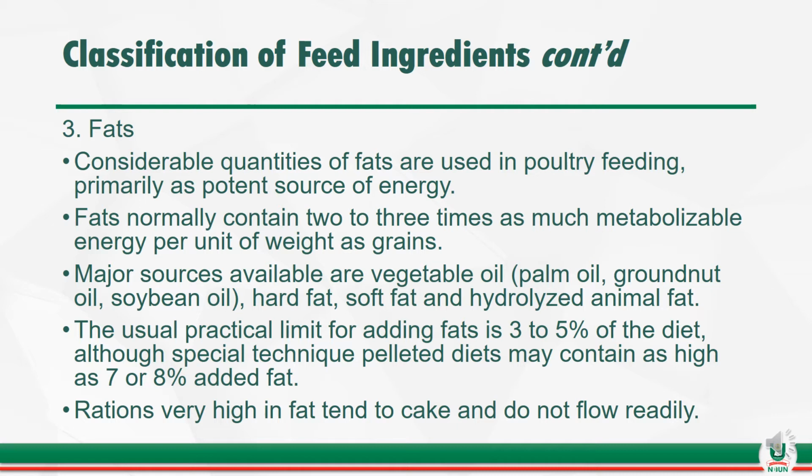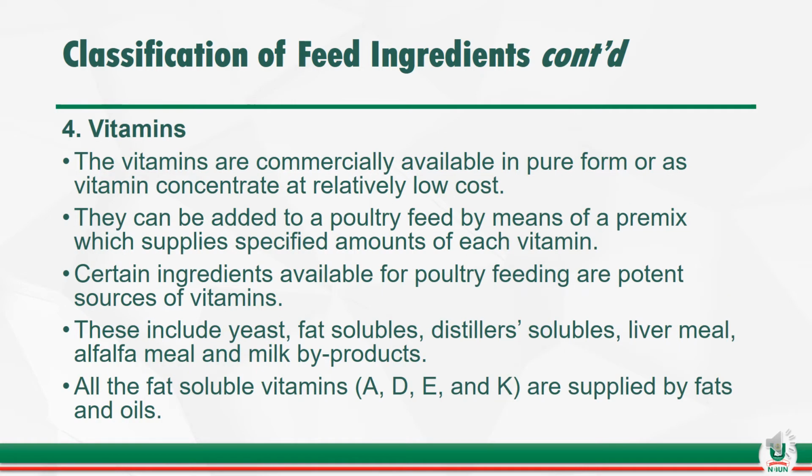Rations very high in fat tend to cake and do not flow readily. Vitamins, that's another classification, number 4. Now the vitamins are commercially available in pure forms or as vitamin concentrates at relatively low cost.